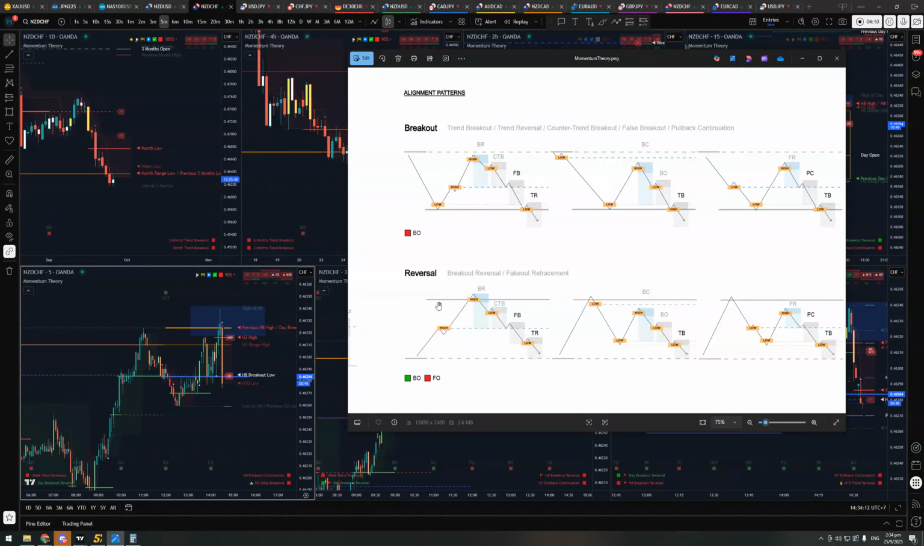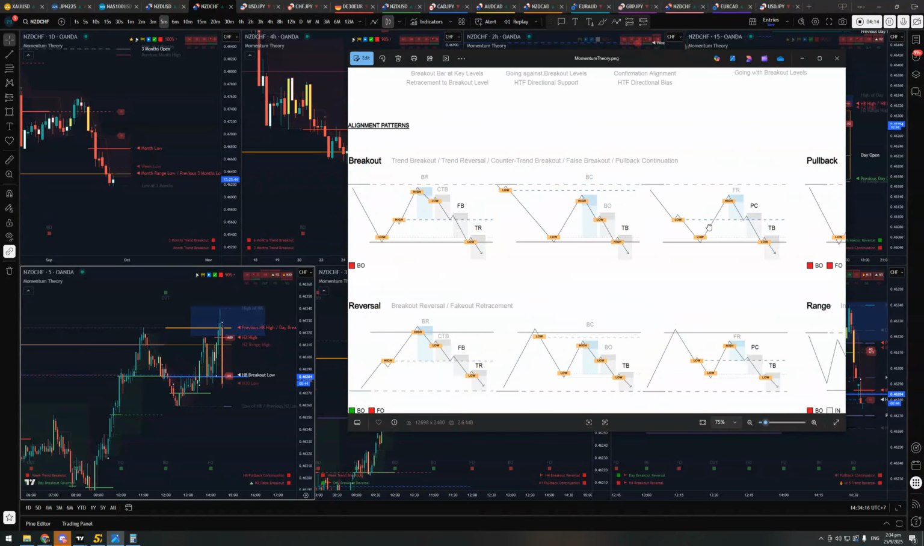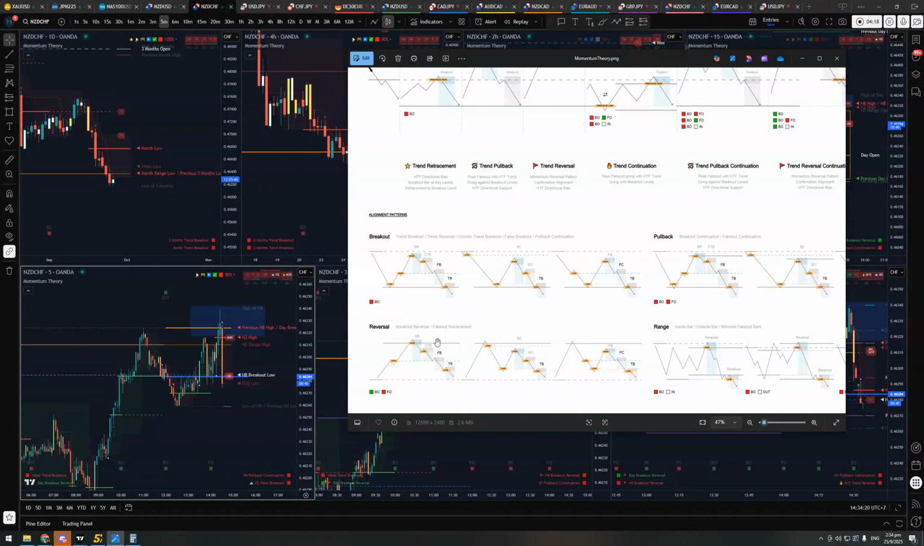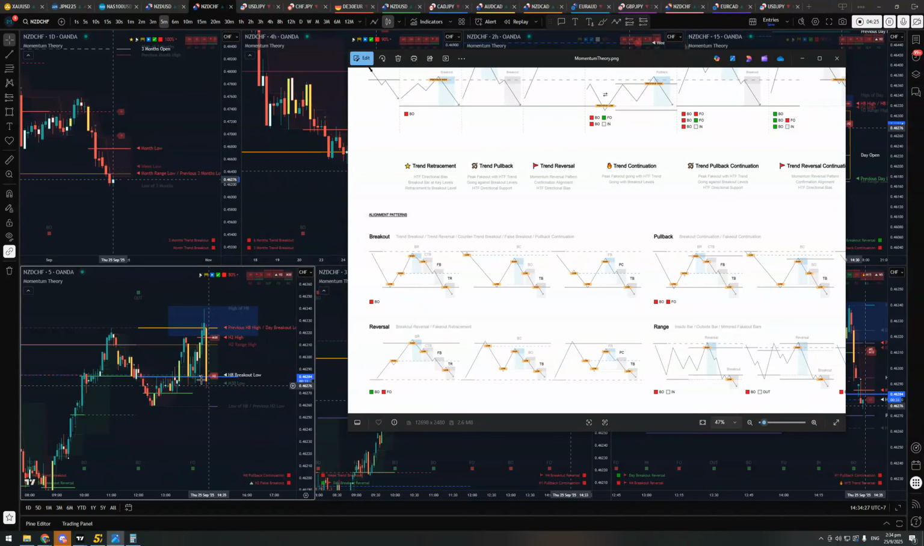This is my favorite pattern to take, reversal patterns, because these only happen at swing points. All these other patterns happen in between those swing points, but these reversal patterns only happen at the swing points, flipping those breakout levels. So 30 more seconds. Let's see if we can close below.